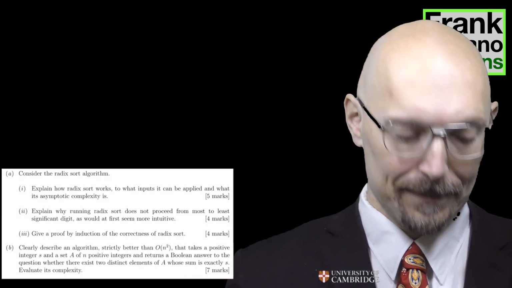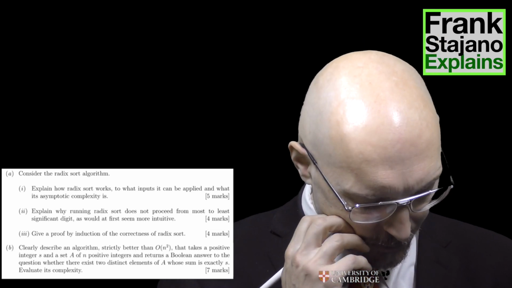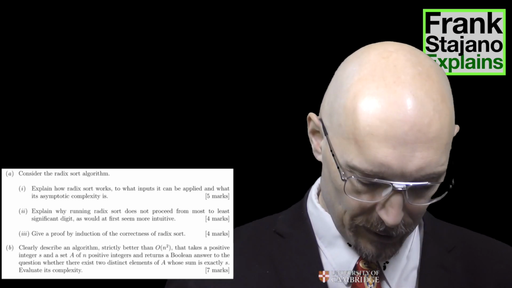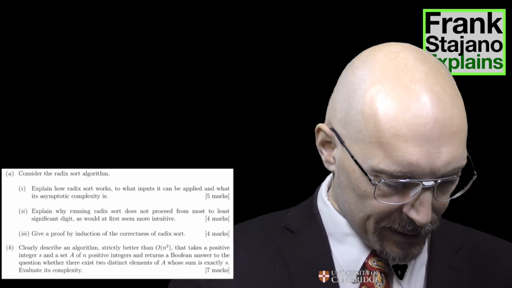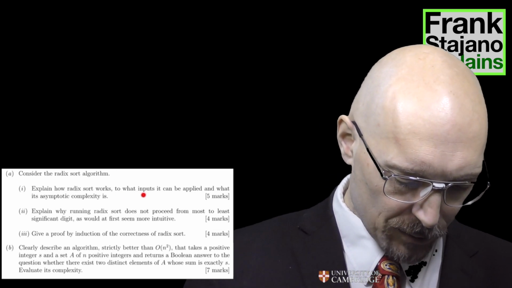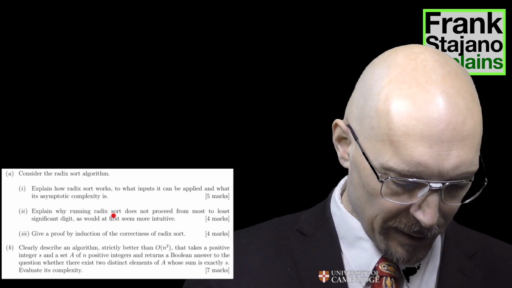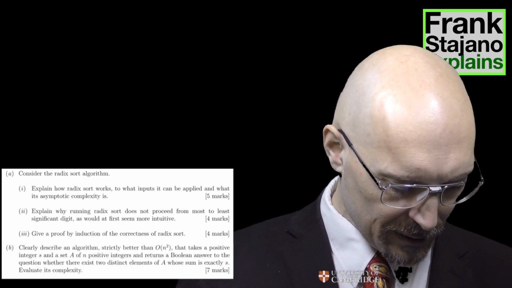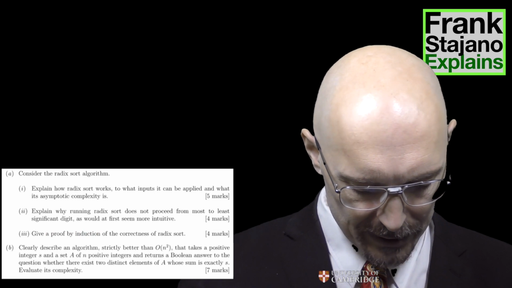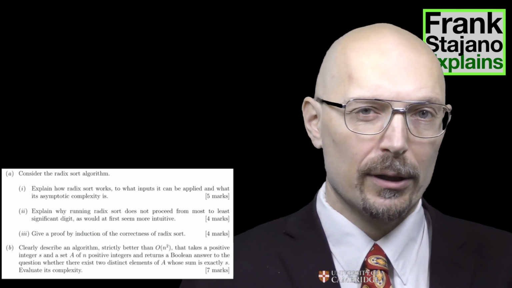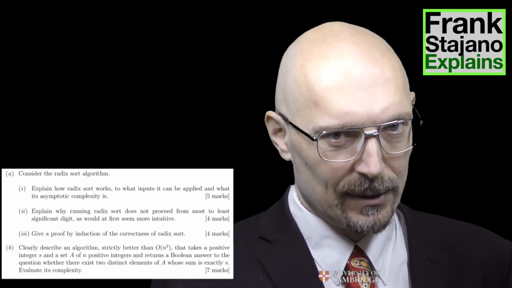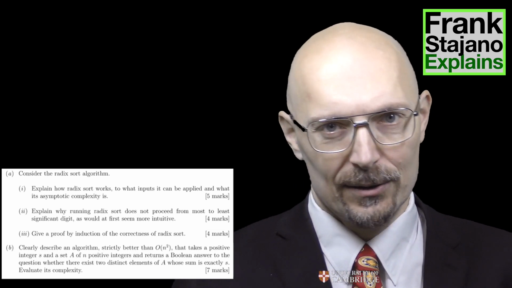All right, welcome back. Let's have a look at this question. Part A, consider the radix sort algorithm. Explain how radix sort works, blah, blah, blah. Explain why running radix sort does not proceed from most to the significant digit. Give a proof by induction of the correctness, blah, blah. All this stuff is essentially bookwork or bookwork plus epsilon, and so there's no point discussing it. Just go ahead and read it.